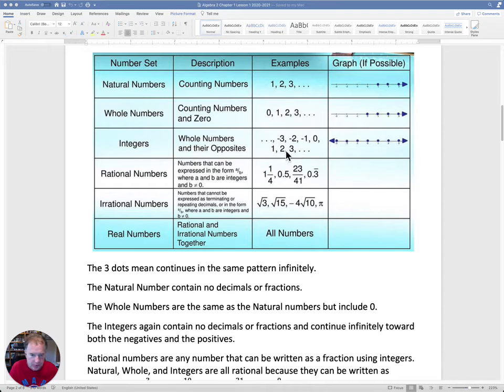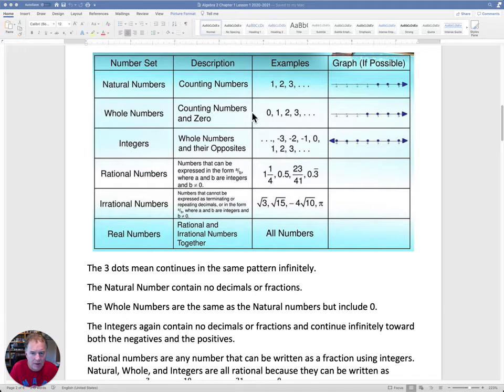The integers are the whole numbers, but now we have negatives, no decimals, no fractions. They continue forever in the negative direction, forever in the positive direction. A rational number is a fraction. Any number I can write as a fraction. 1 1/4 is a fraction. It's 5/4. So any mixed number I can write as a fraction. A 0.5 is 5/10. It's really 1/2. That's a rational number. 0.6 repeating, I said a bit ago, is 2/3. That can be written as a fraction. So if I can write it as a fraction, it could be negative too, then it's a rational number.